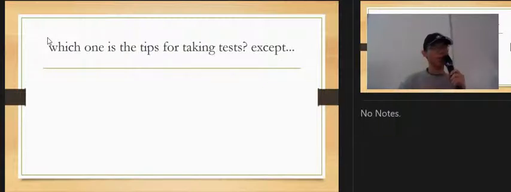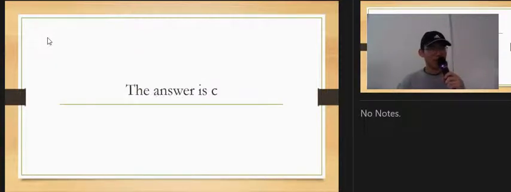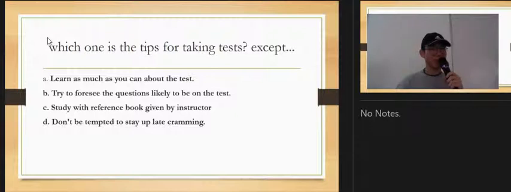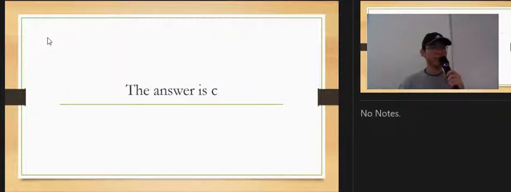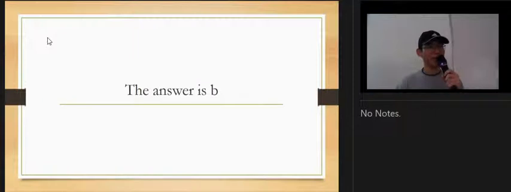So here are some questions. Which one is the tip for taking tests? The answer is C. Study with reference book given by instructor. Which one is not a tip for group study? The answer would be B, because study in quality but not quantity. Thank you.